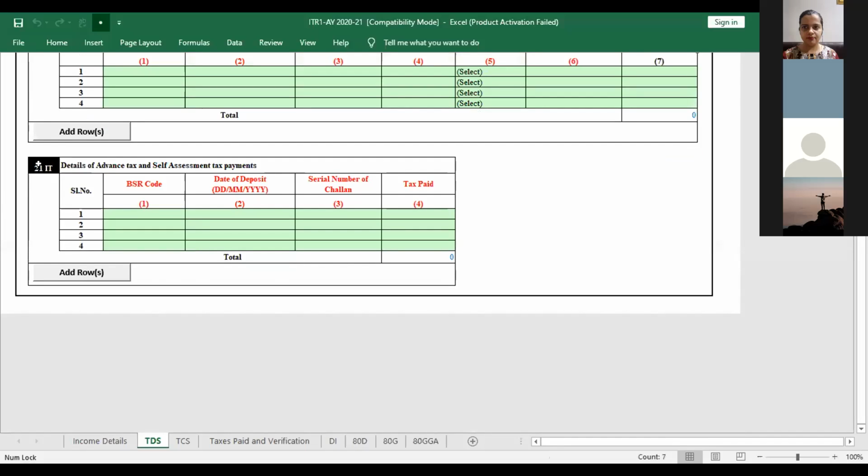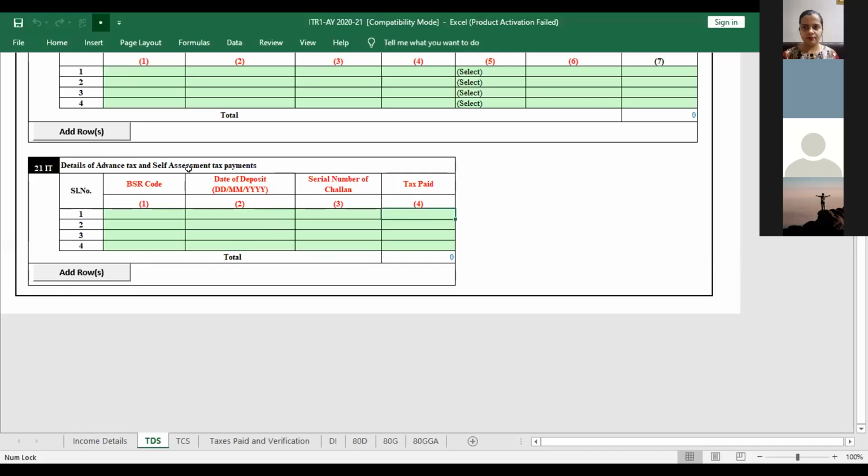And this last column that we have over here is for our advance tax payment. As I briefed you earlier, there are 4 installments of advance tax on 15 June, 15 September, 15 December, and 15 March. On each of these 4 days, when you have deposited tax, you write over here your BSR code, date of deposit in DDMMYY, the serial number of the challan by which you have deposited, and the amount of tax paid. Over here, you also write something called self-assessment tax.